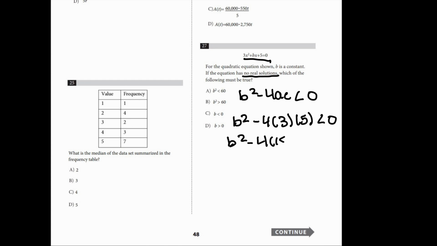4 times 15, less than 0. So b squared minus 60 is less than 0. So we know b squared has to be less than 60. And just looking at the answer choices, we can see that the only answer choice is A here.